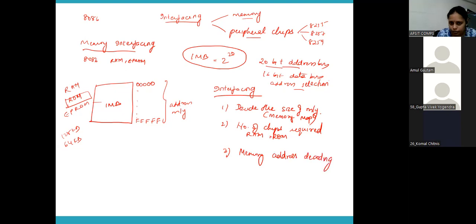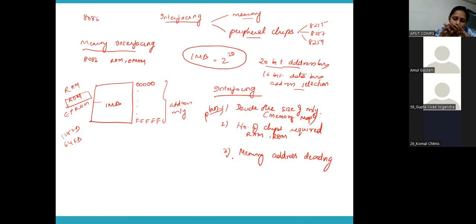So based on the information you have gathered in the first two steps, you need to actually design the circuitry so that you can do read write operations on the memory through the processor. What is memory address decoding? The memory map you created is your plan, and your second step tells you how many chips you require to implement that memory map.